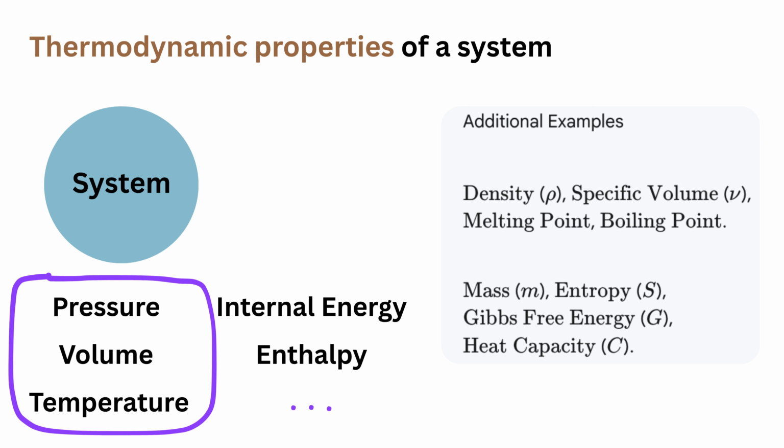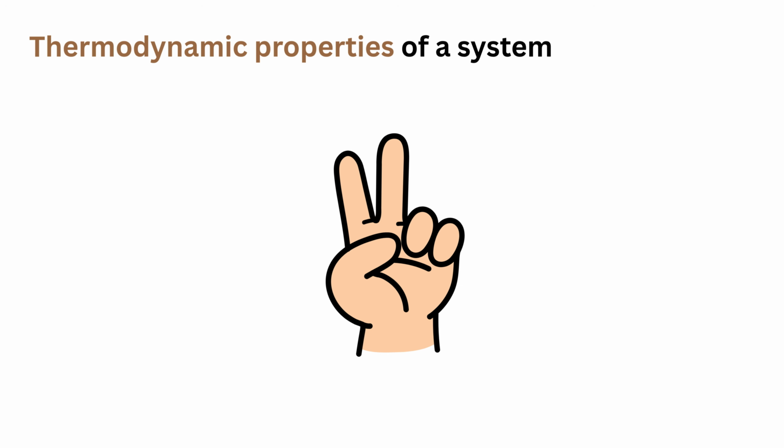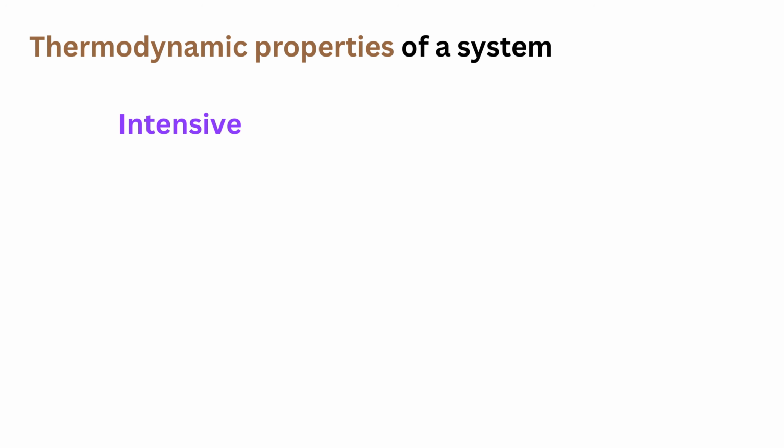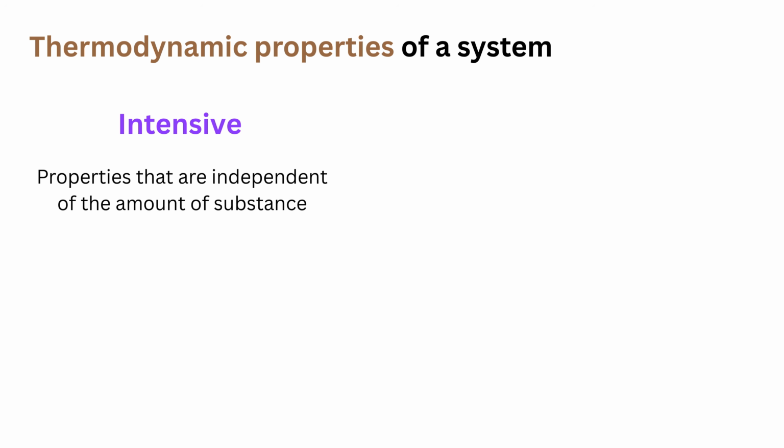Pressure, volume, and temperature are the three most fundamental properties used to describe the state of any thermodynamic system, especially gases. Thermodynamic properties are divided into two main types: intensive properties and extensive properties. An intensive property is one that does not depend on the amount of substance present.